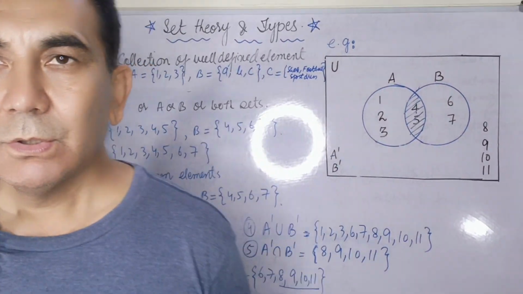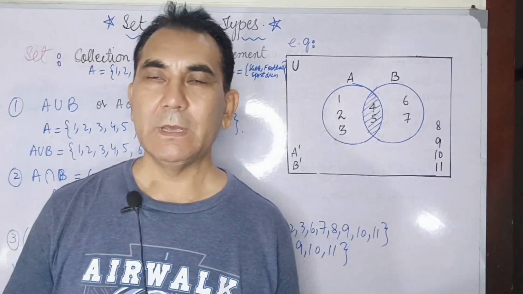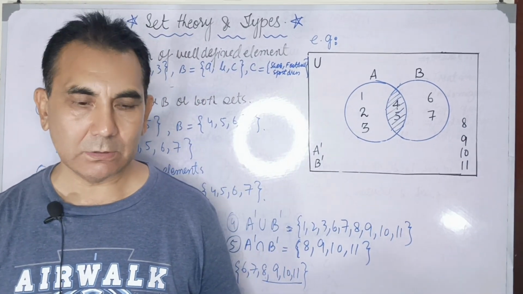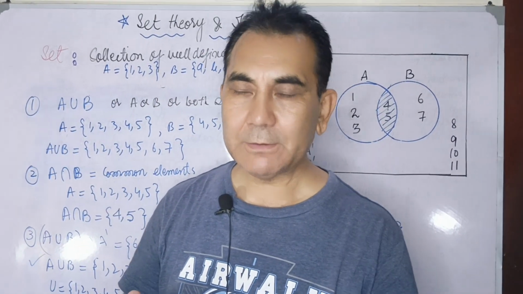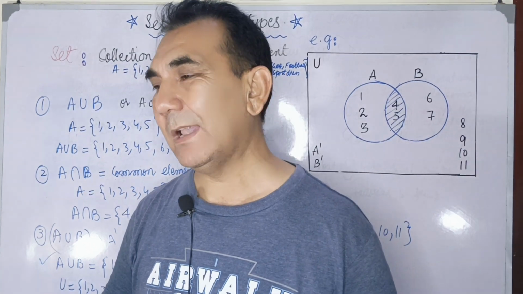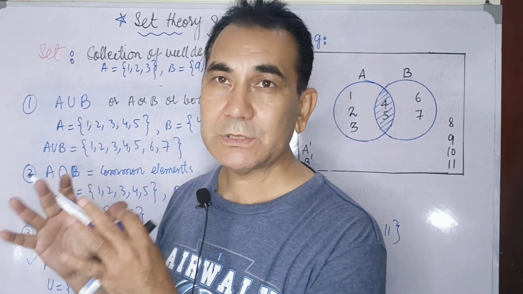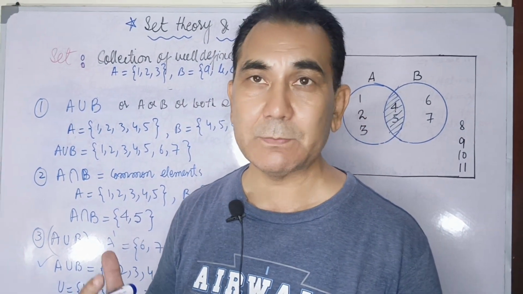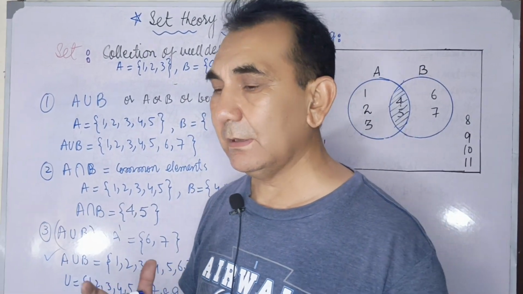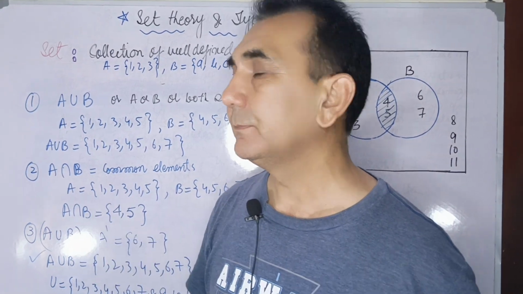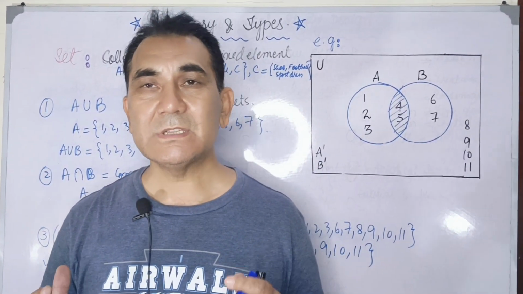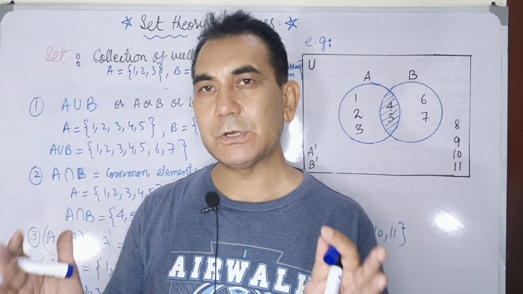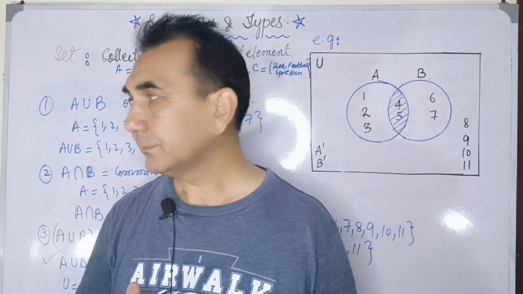Okay, so I hope in today's lecture your concept about the set is clear. Let me recap the lecture for you. The set is a collection of well-defined elements or items. The elements or items are always written inside the curly bracket.